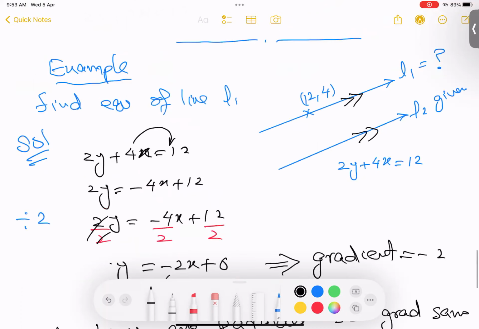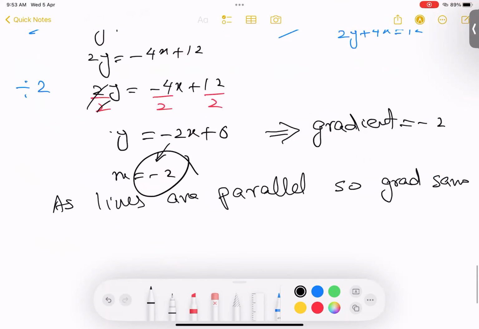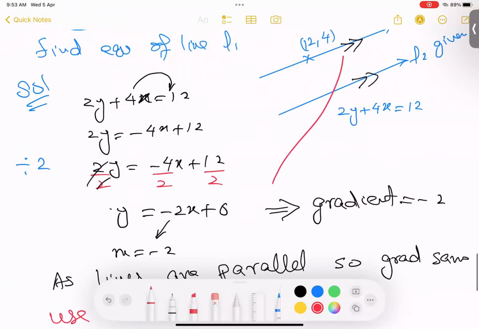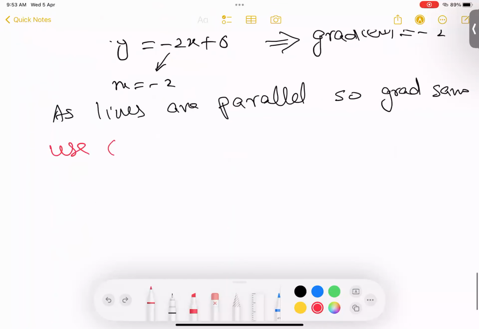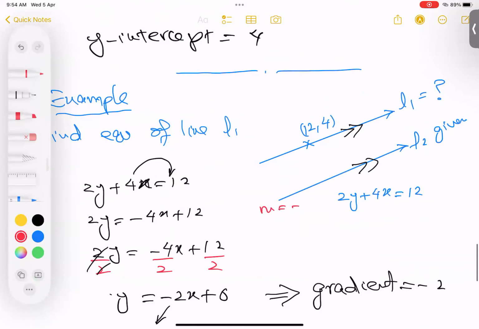Now I use the unknown line. My question: for the unknown line, what is the point? 12, 4, sir. And what is the gradient? You can say, sir, minus 2. So I will use the point. What is the point, students? 12, 4. Use 12 comma 4 and use m equals minus 2. This gradient here is negative 2 and this gradient is also negative 2. The logic is very clear because they are parallel. If they are parallel, they have the same gradient.